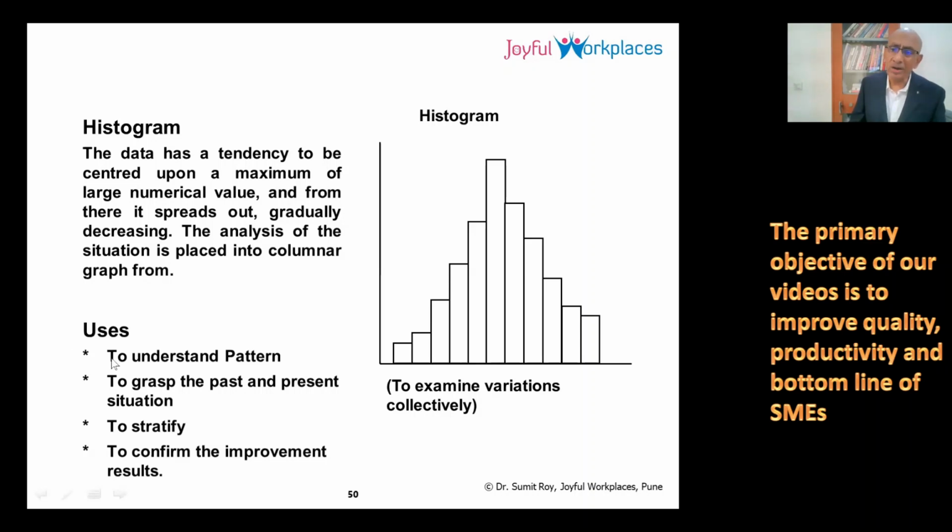What is the use? To understand the pattern of the data. Very important. Pattern of the data. Why pattern of the data? If it is continuous data coming from a stable process, it should normally be a normal distribution. So if it is not normal, then you can conclude several things about the process, like what is the reason behind the abnormality. To grasp the past and present situation.